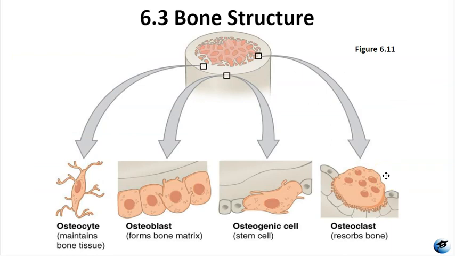Osteogenic cells are undifferentiated and develop into osteoblasts. When osteoblasts get trapped within the calcified matrix, their structure and function change, and they become osteocytes. Osteoclasts develop from monocytes and macrophages, and they differ in appearance from other bone cells.